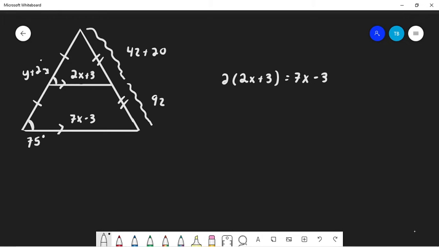And then we do the same as before, where we distribute. So we have 4x plus 6 equals 7x minus 3. Subtract 4x on both sides, so 6 equals 3x minus 3. Add 3 on both sides, 9 equals 3x. And then divide both sides by 3, so 3 equals x, or x equals 3. So now we found the value of x. So let's move on to the y and the z.